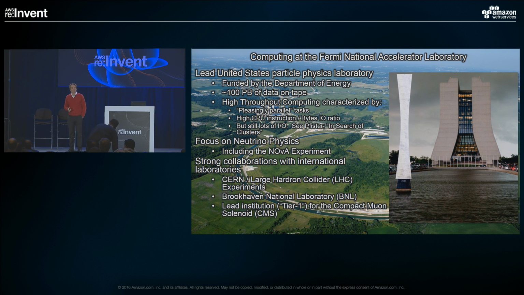So I'll talk about some of the services that we have used from the list that Nathan has discussed before at the Fermi National Accelerator Laboratory. What we do, we run scientific workflows for high energy physics. The laboratory is the leading particle physics laboratory in the US, and it's funded by the Department of Energy. We have about 100 petabytes of data on tape, and our computing is following the paradigm of high throughput computing that Nathan was describing before.